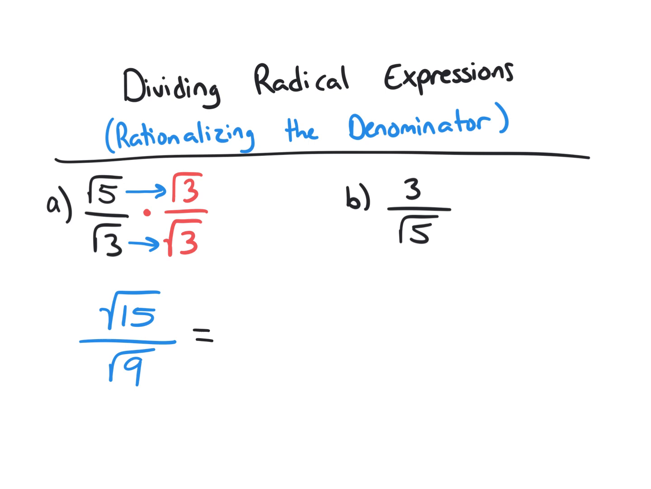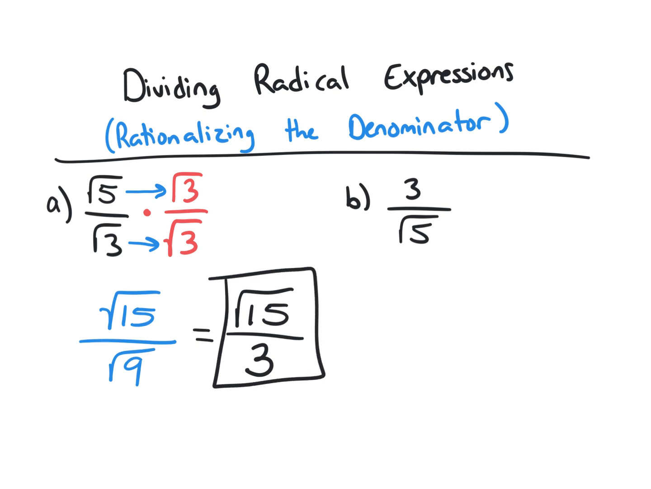Is there a perfect square that goes into the square root of 15? Nope. So that stays the square root of 15. What's the square root of 9? 3. Again, what are you going to be left with? That number on the inside, right? If you multiply a radical by itself, you're going to be left with that inside number. Okay. So this is your answer.